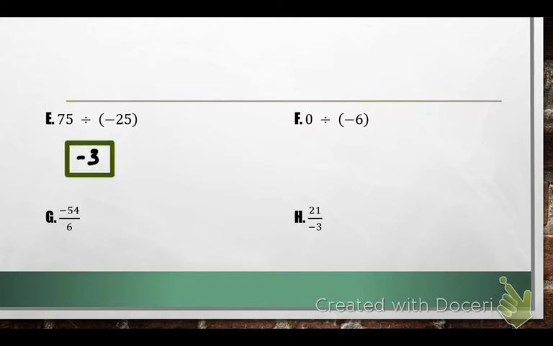All right, let's check to see how you guys did. 0 divided by negative 6? 0, because anytime you multiply or divide by a 0, it's always going to be 0. Next one, negative 54 divided by 6? Negative 9. And then the final one, what'd you guys get? Negative 7. Negative 7 is correct.